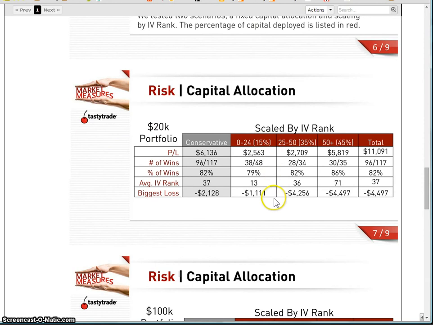And in these columns here, they're saying, well, if IV rank was here, you allocated 15%. Same thing. So as you can see, as IV rank gets higher, you want to have more of your money working. If IV rank is lower, you want less of your money working. And you can see what happened. You made more money, of course, as the IV rank went higher, just for a $20,000 portfolio.